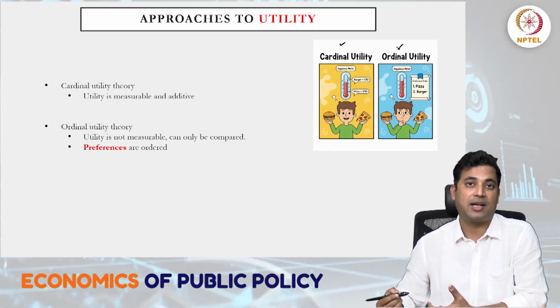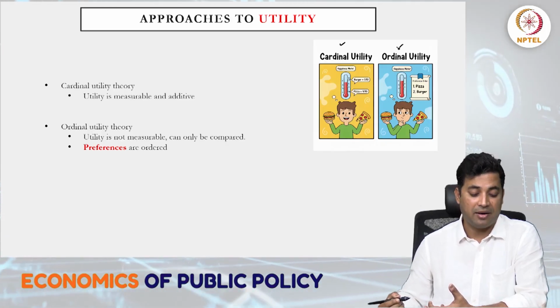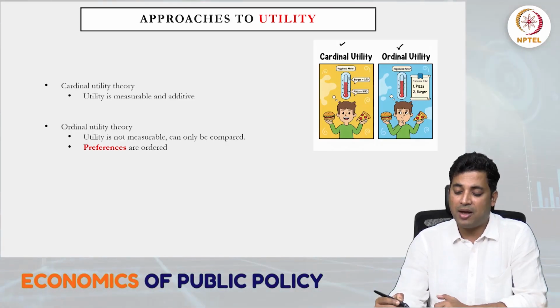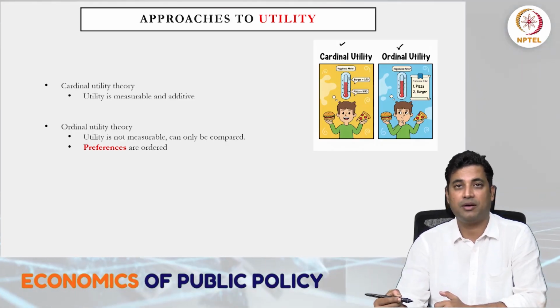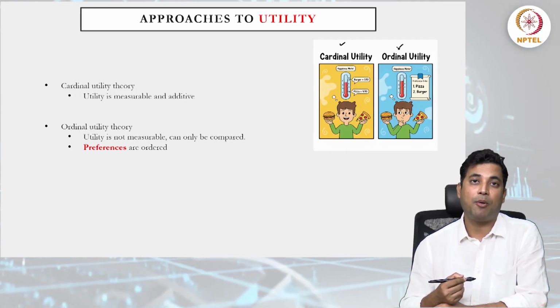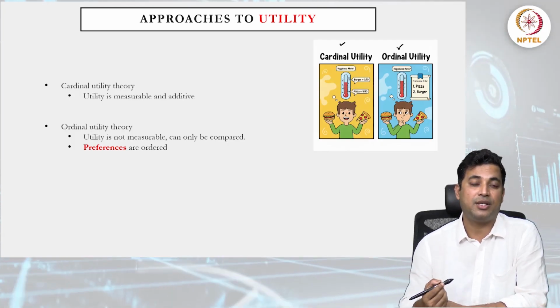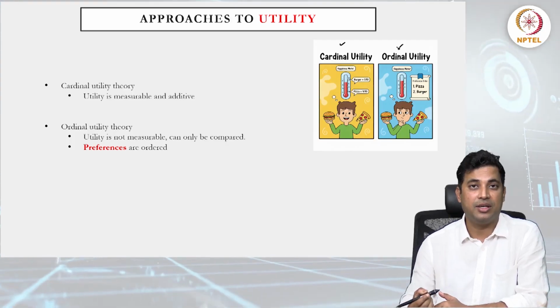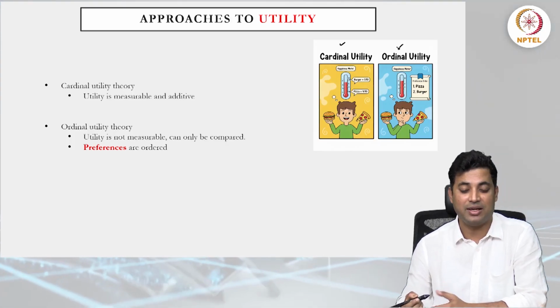So my preferences can be ordered, like ranked, and therefore I choose pizza over burger. So this approach is much more important and realistic to understand or measure utility.